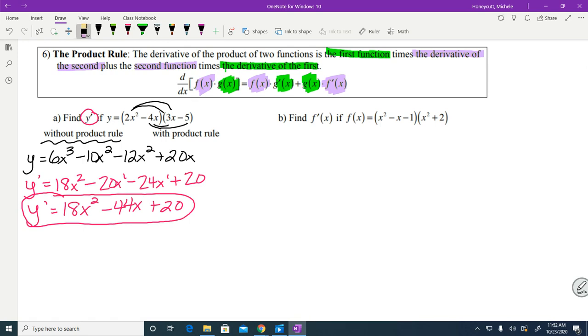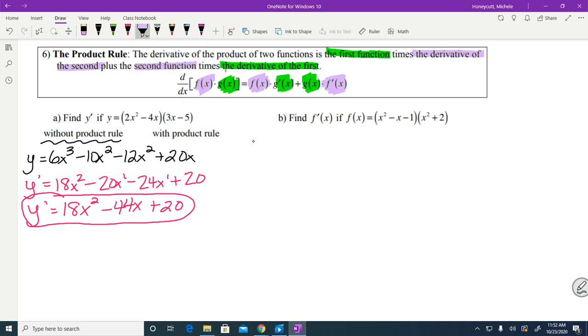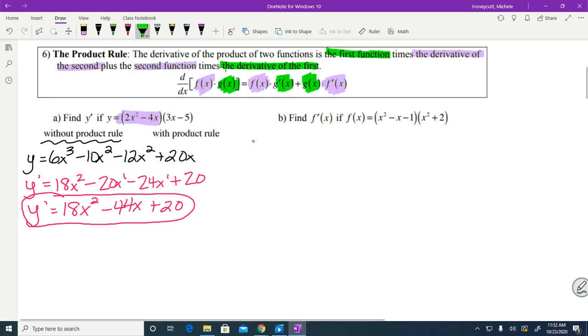Now let me show you what that same derivative would look like with the product rule. So first of all, to apply the product rule, you do need to identify what your first function is and your second. I'm noticing that what's in the parentheses here is the first factor, and then the second factor is 3x minus 5. So the product rule allows me to find the derivative without having to multiply it through first.